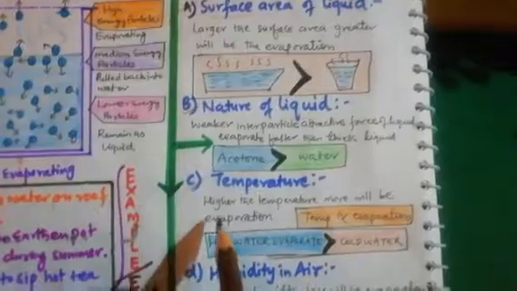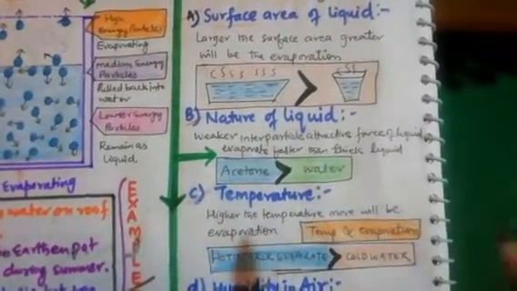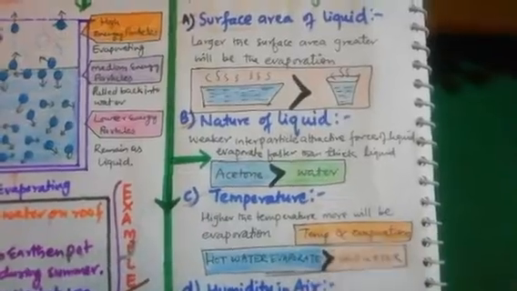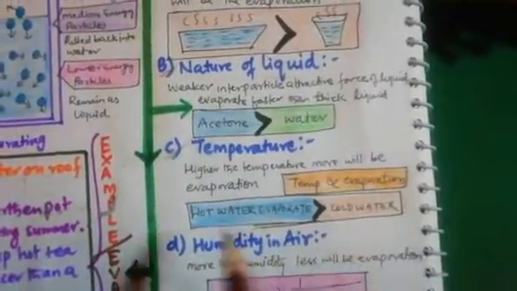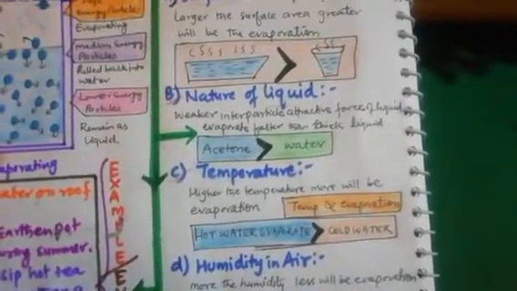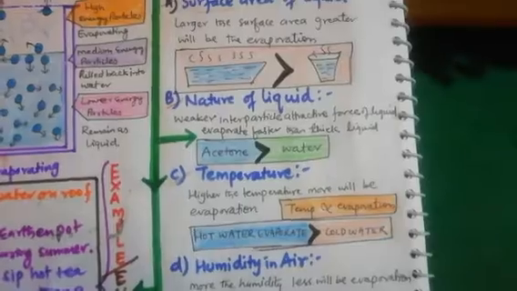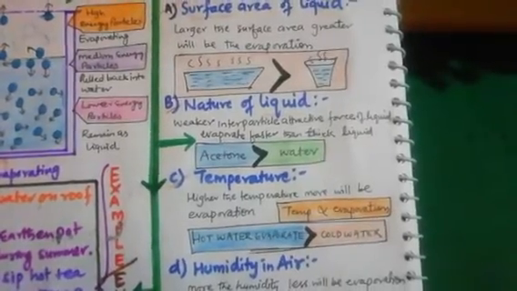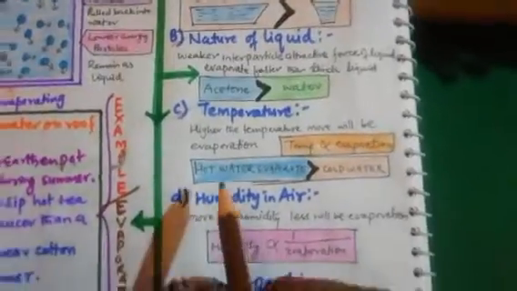Third is temperature. As you know, the higher the temperature, the more will be the evaporation. Temperature is directly proportional to evaporation. Like hot water will evaporate faster than cold water. You can do the experiment also. Take a little bit of hot water from the geyser and try to boil it, and second, take cold water and try to boil it, and see which will evaporate faster. So obviously hot water will evaporate faster.